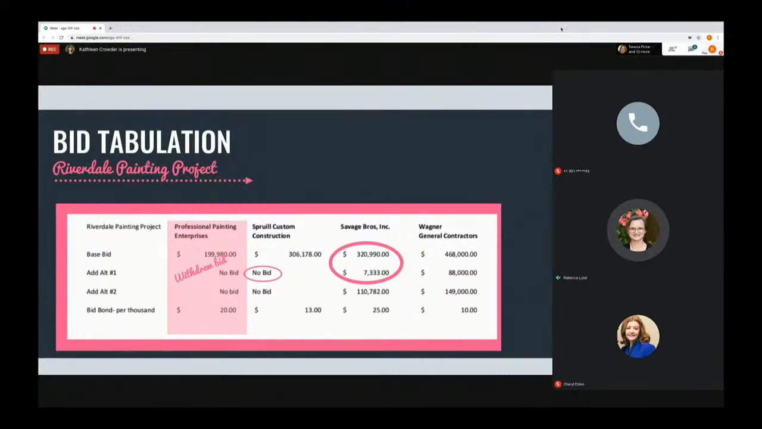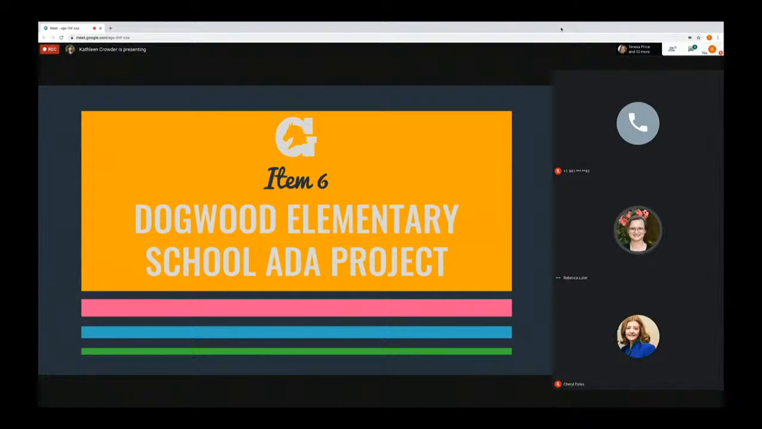We will move to the next item, which is the Dogwood Elementary ADA project. Mr. Manuel, Mr. Cathy? Mr. Manuel, would you like me to go ahead? Proceed, Mr. Cathy. Yes, sir.